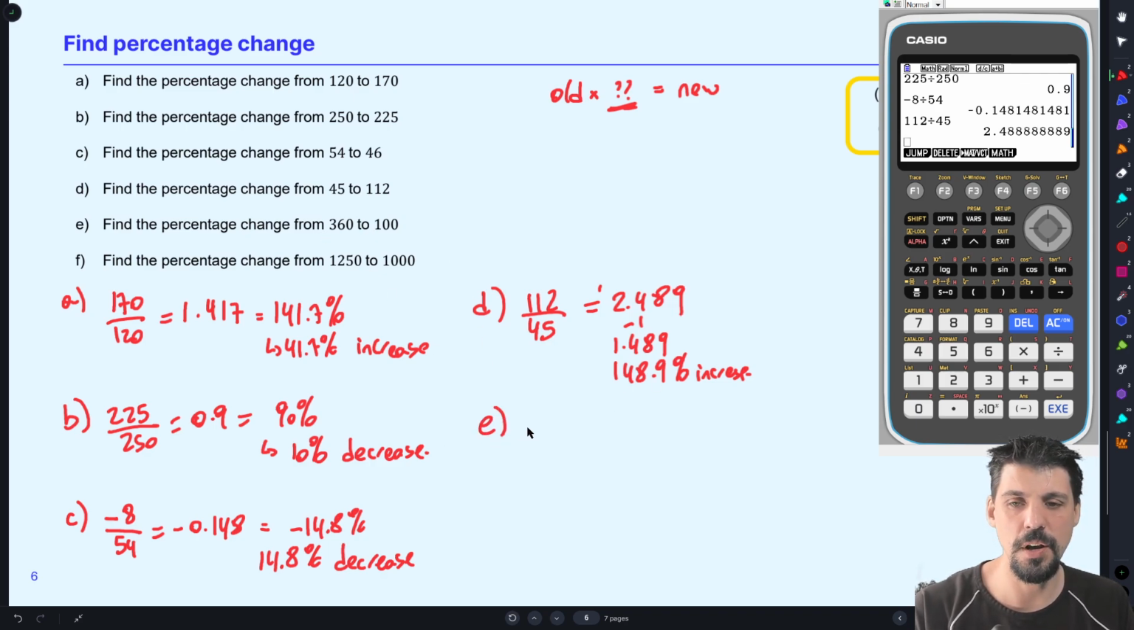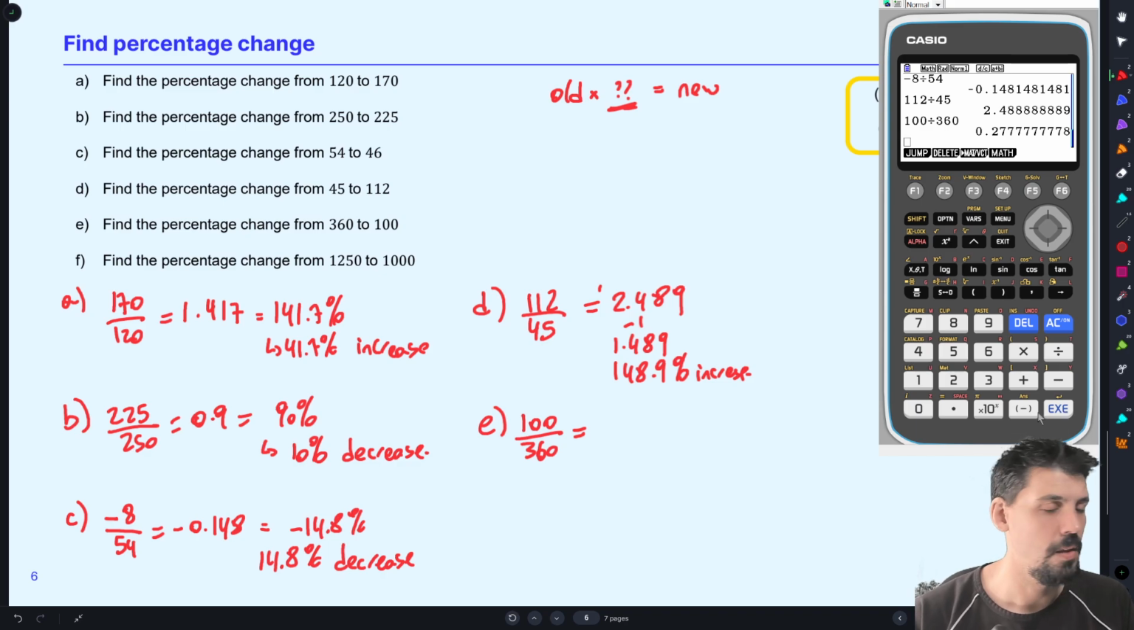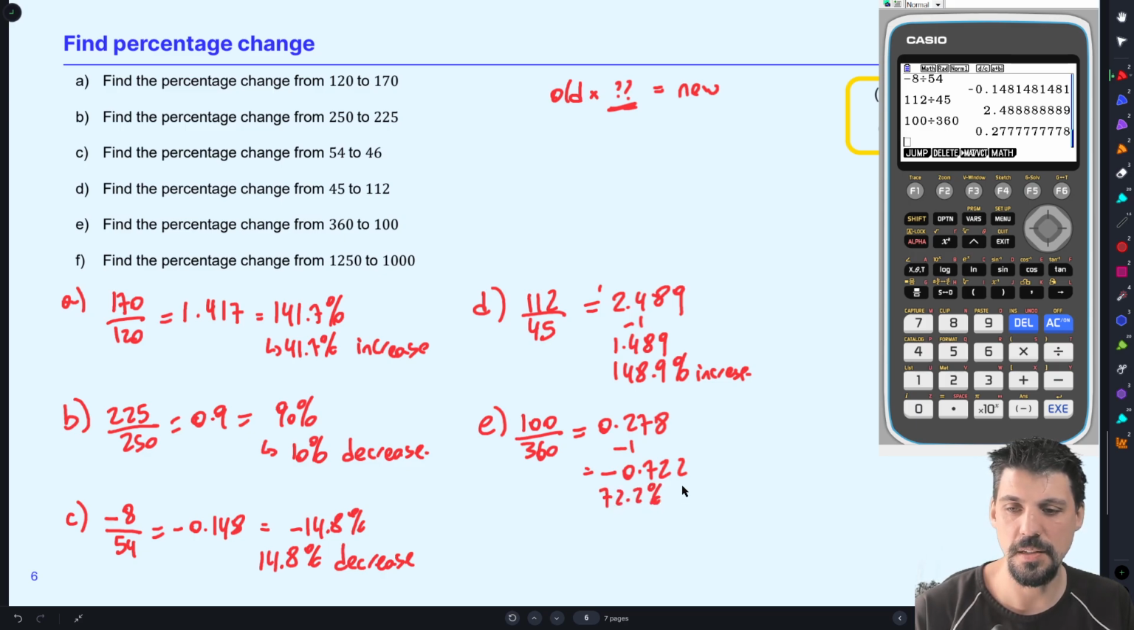From 360 to 100, let's do that as well. 100 over 360, which is 0.278. Let's take away 1 from that and see what happens. Minus 0.722. So that is a 72.2% decrease, because we have gone from 100% to 27.8%.